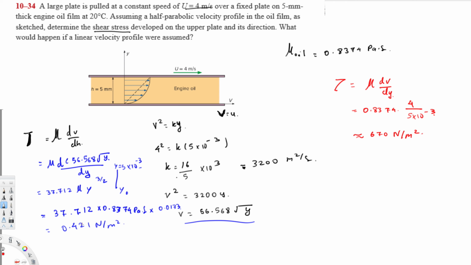If you see the difference, this is when we assume parabolic, and this is when we assume linear. The difference is huge, so we can conclude that the linear assumption is not realistic, since it gives over prediction. And that's the conclusion, and that's how it's done.